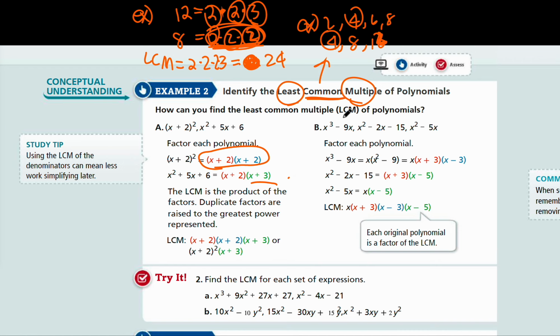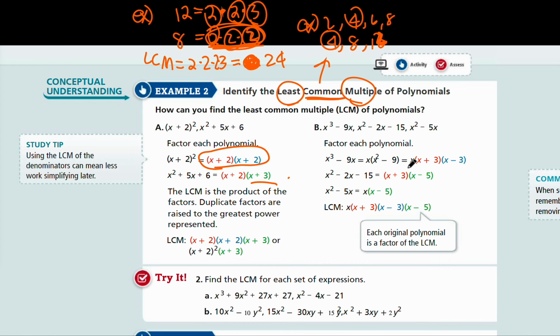We have x cubed minus 9x and x squared minus 2x minus 15, and we have x squared minus 5x. We have 3 different terms. So it's still the same thing. You factor each polynomial. You have x plus 3, x minus 3, x plus 3, x minus 5, and then x times x minus 5.